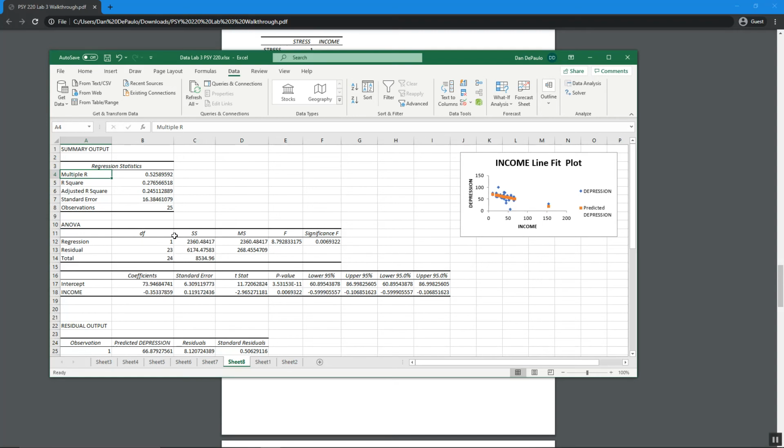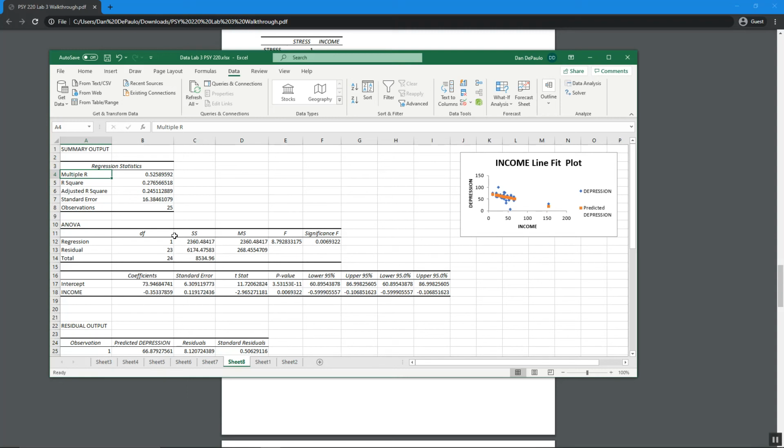And that means that the model, the regression model here, accounts for 27.6% of the variance. So the predictor, in this case income, accounts for 27.6% of the variability in depression. That's not bad for one variable. That's a pretty strong finding. Income does play a huge role in depression. That's what I'm seeing here.